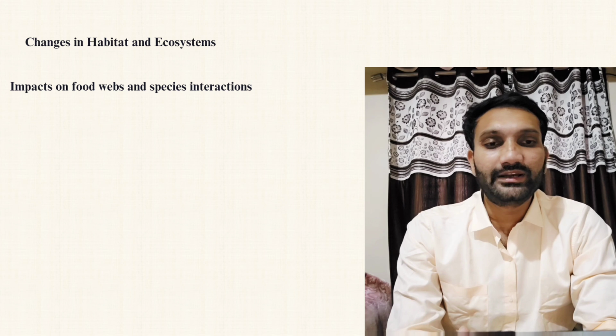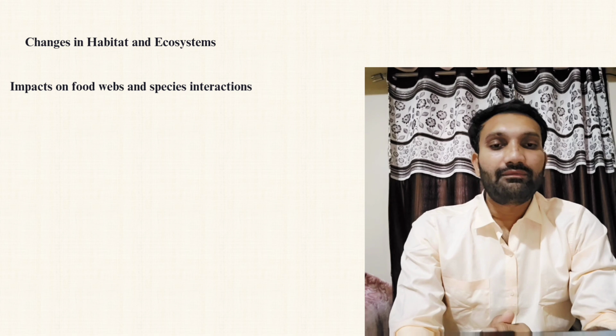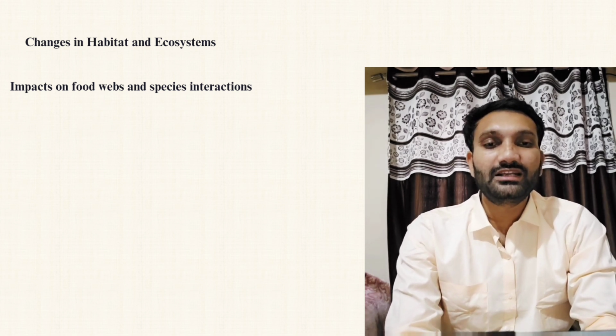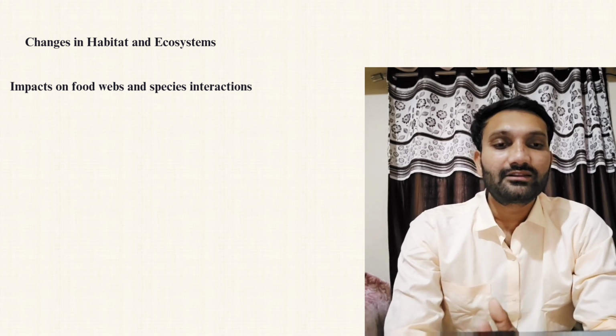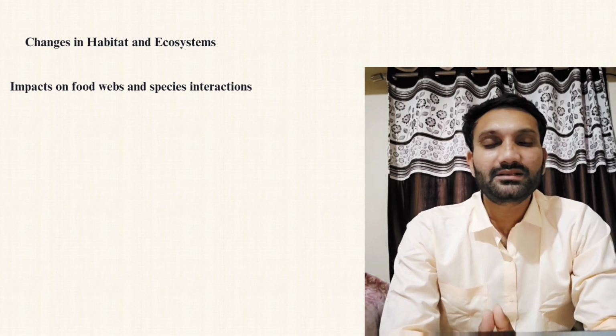Next, the impact on food webs and species interaction. Climate change can disturb food webs by affecting the timing of species interaction, leading to mismatch in predator-prey relationships and food availability. So this simply means the timing of species interaction. What does it mean, timing of species interaction?